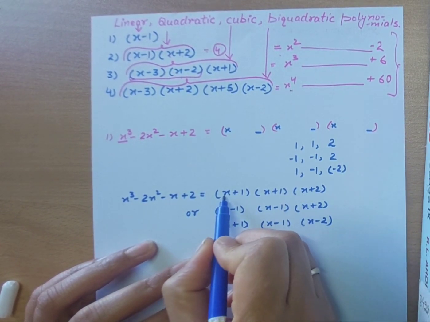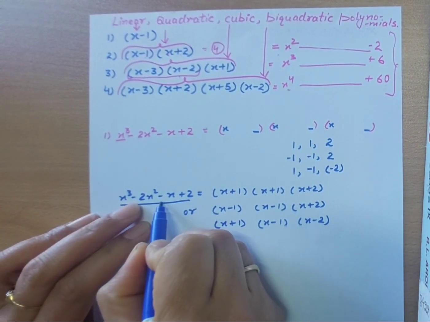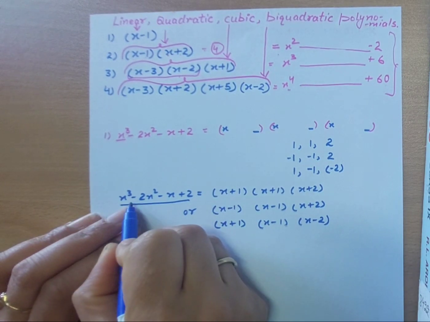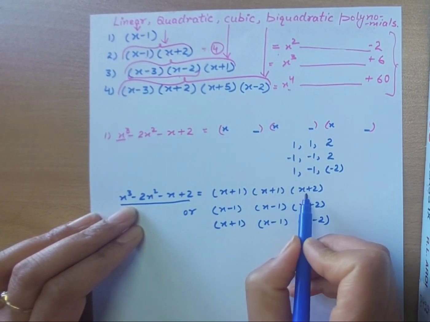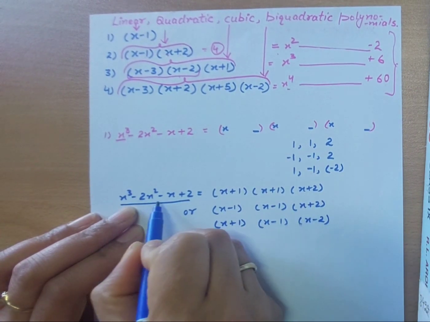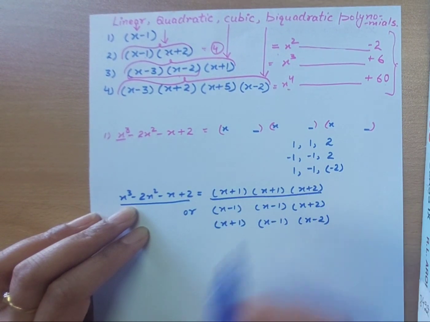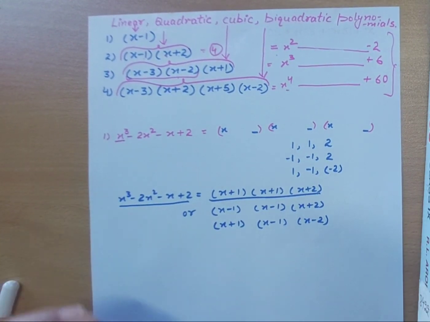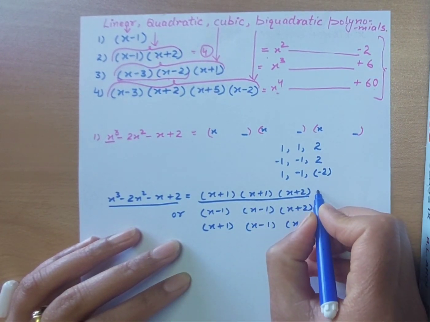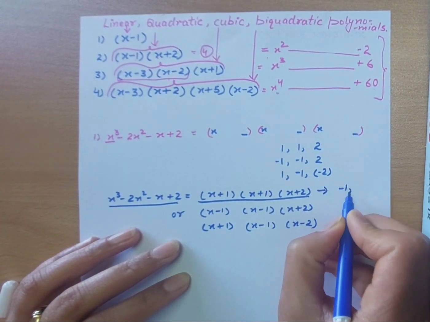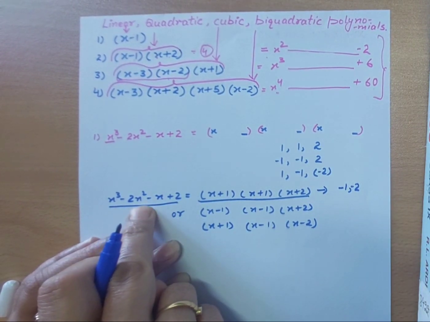Okay, so if this term becomes 0 on putting -1, that means x plus 1 is the confirmed factor. And if this becomes 0 with x equals -2, then again this is the confirmed factor of this. Okay, so if these are the factors, then -1 and -2 should be the zeros of this expression.